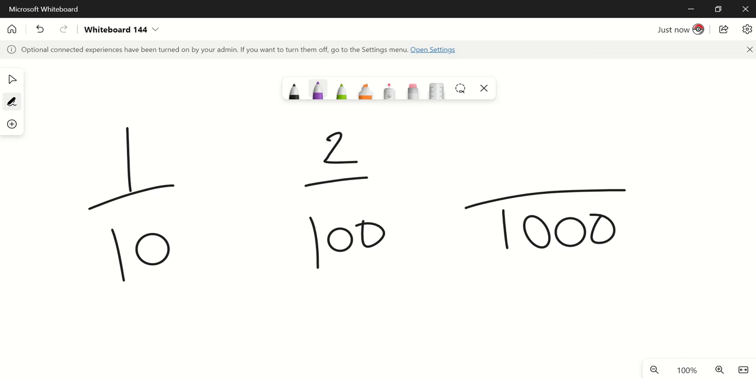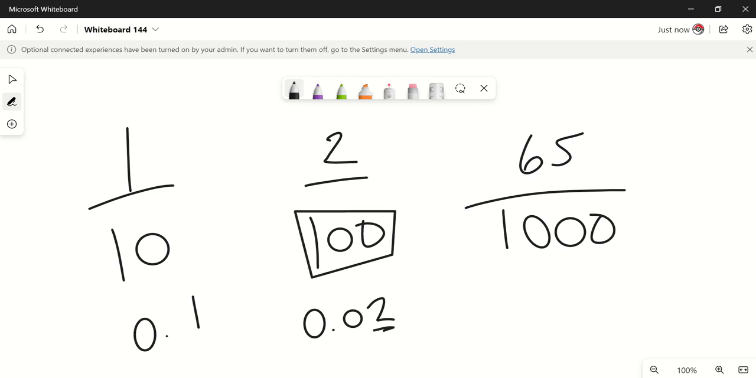It's going to be fairly easy to change these. 1/10 would just be 0.1 because it's 1 in the 10th spot. 2 100ths, however, would be 0.02 because the 2 needs to be in the hundredths spot. Hence why I put a 0 in front of the 2. If I just put 0.2, this would technically be 2/10. The 2 would be in the 10th spot.